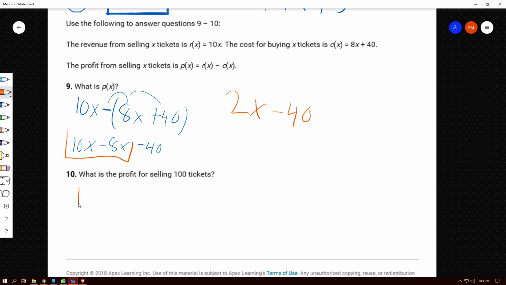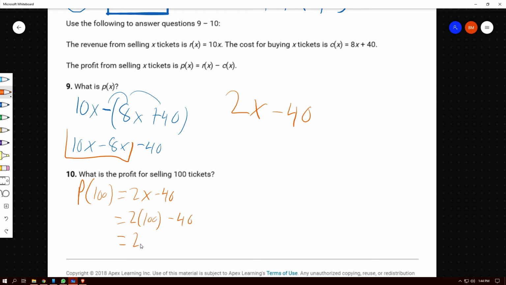Well, what they're asking for is P of 100, right? So X is the number of tickets. Profit is my P function. So I'm replacing the X with 100. All right, and there's my profit function that we just calculated. So all I need to do is plug 100 in for the X. All right, so the X was there. I made it 100. Put parentheses around it, made it nice and clean.